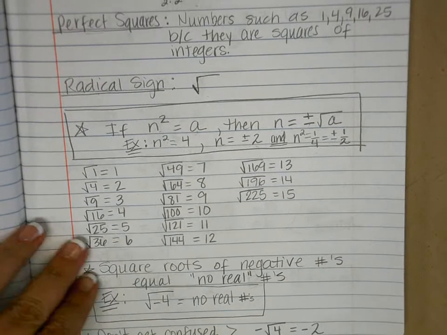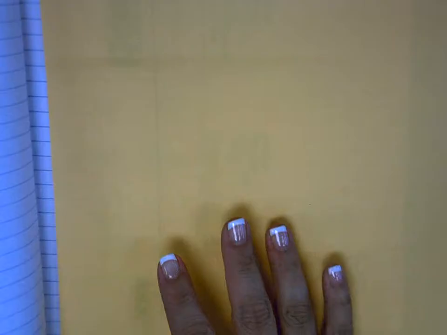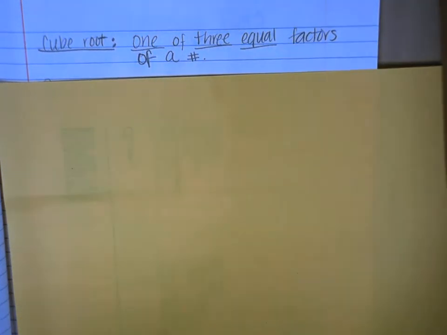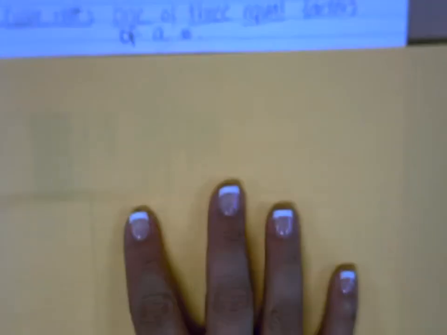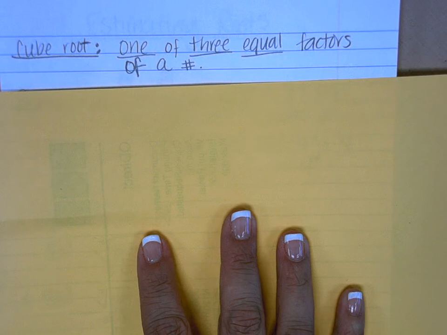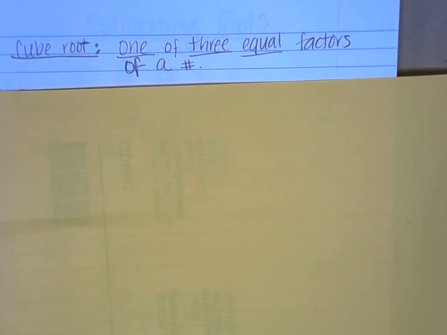Second page of notes is cube roots. So a cube root is one of 3 equal factors of a number. I'm going to zoom that in. I wrote smaller, I guess. It's taking time. It really doesn't like me today. Oh, there it is. Okay, cube root. One of 3 equal factors of a number. Just like square roots had 2, this is 3.